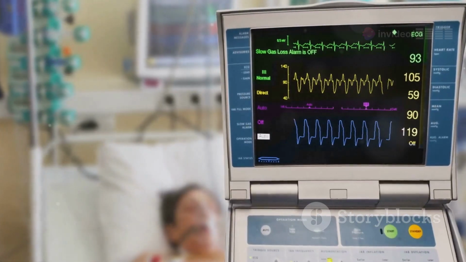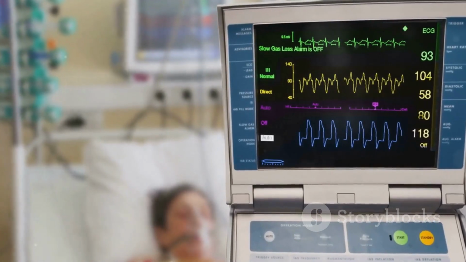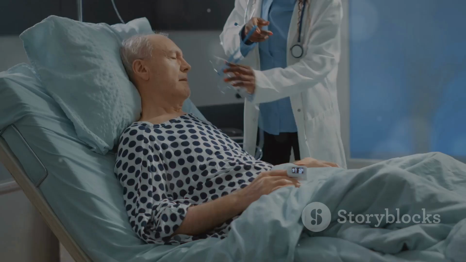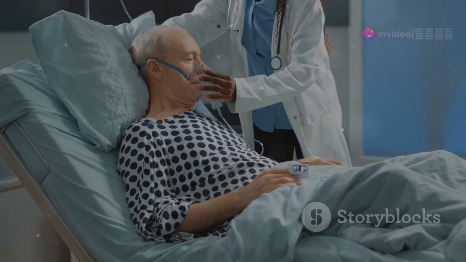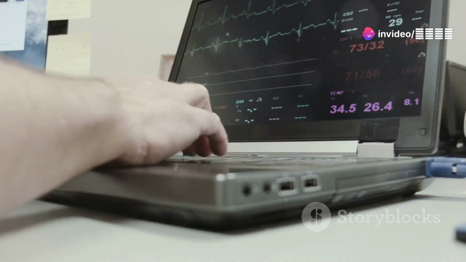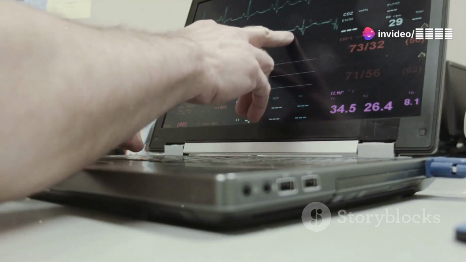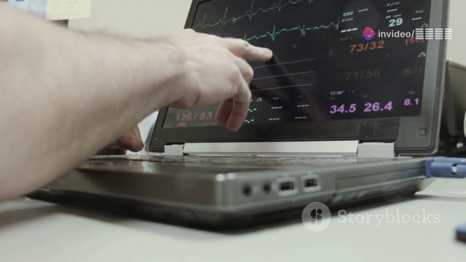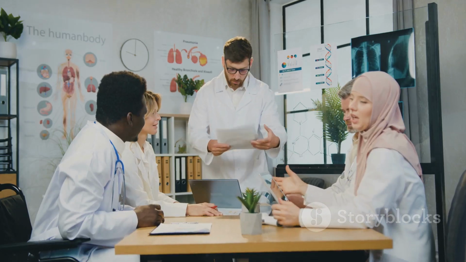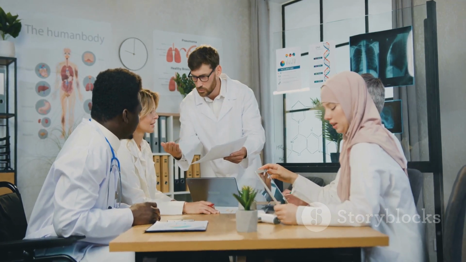In ICUs, ABG analysis monitors patients on ventilators and those with severe infections. It helps optimize ventilator settings and manage electrolyte imbalances. Respiratory therapists use ABG analysis to assess lung function and adjust treatments. These examples highlight the importance of ABG analysis in different medical specialties.